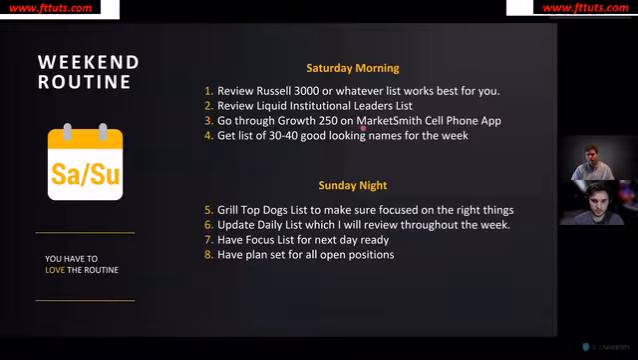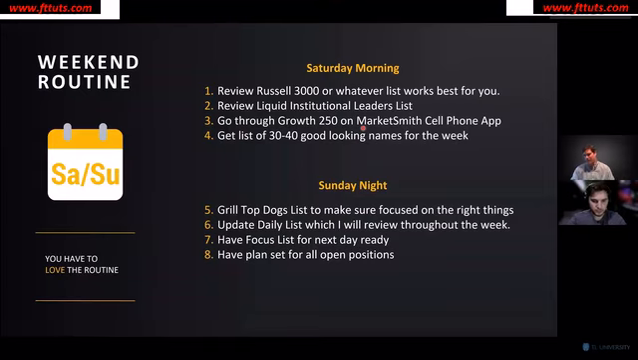And then Sunday night for me is almost like any other weeknight, because it's the night before Monday, which is a trading day. But I am really grilling the top dogs list to make sure that I'm focused on the right things, and that it's up to date. I'm almost trying to challenge the list a little bit for myself. Like, hey, this is a good name. Is it really a top dog?